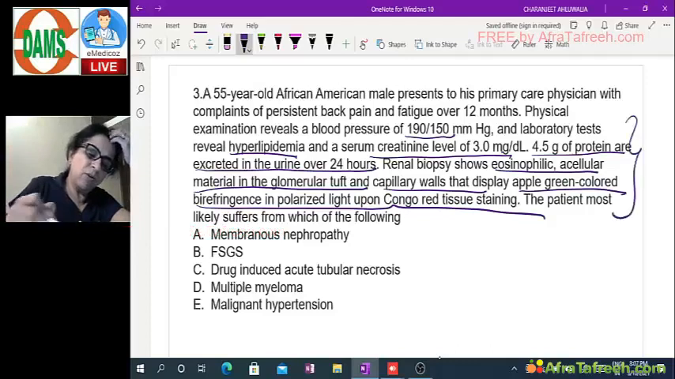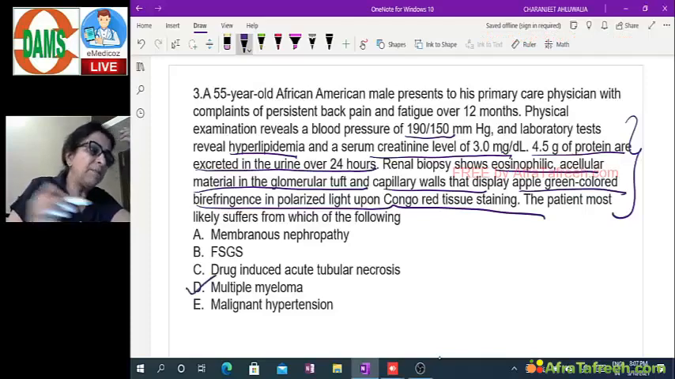Okay, so now Congo red staining, this is the story of amyloidosis. So this is multiple myeloma. Patients of multiple myeloma end up with primary amyloidosis.